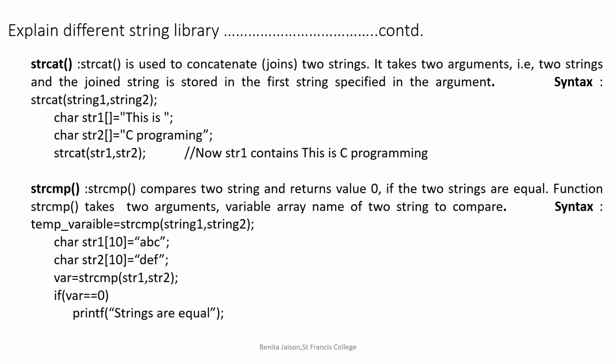The content of str2 will be appended, or concatenated, with the content of str1. So str1 was having "This is", and str2, "C programming", will now be appended into str1, and if you try to print str1, the content will be "This is C programming". String compare. The string compare function will be comparing 2 strings, and it will return 0 if the 2 strings are equal. So the 2 arguments again should be 2 character array variables which are storing the 2 strings to compare.